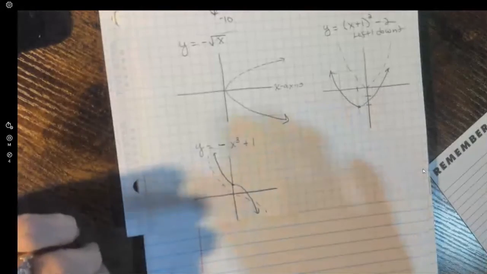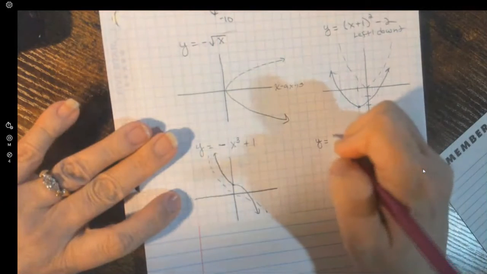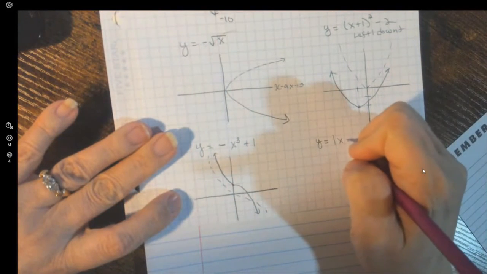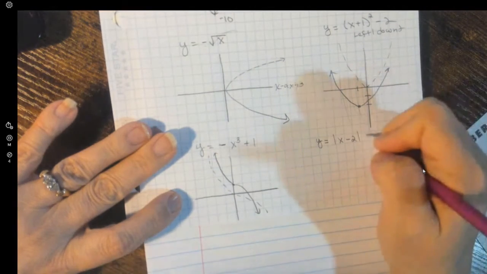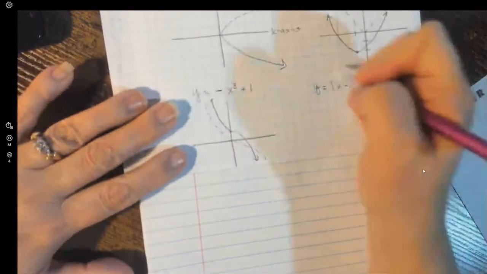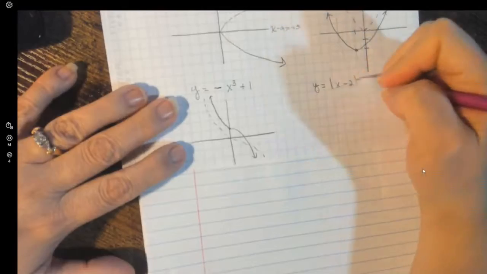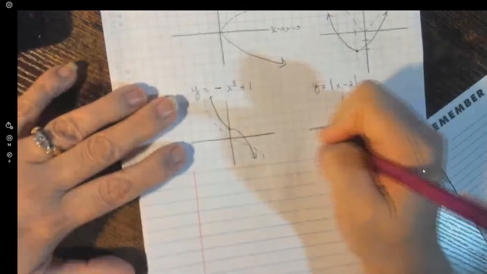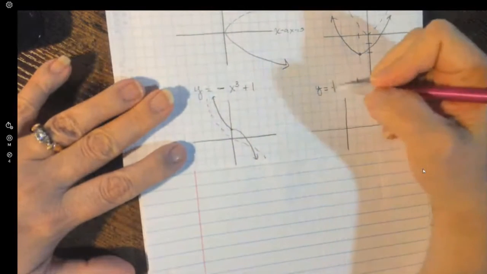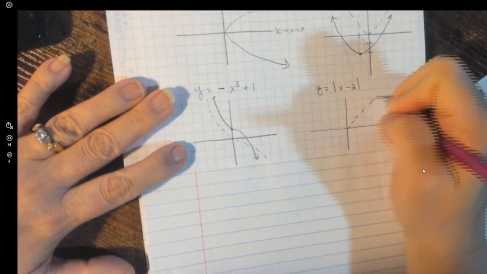Square root, cubic, absolute value. Okay, let's do that. What does the absolute value graph look like? A V. And this one is going to be going upward because outside of the absolute value is positive. So the basic graph is this.